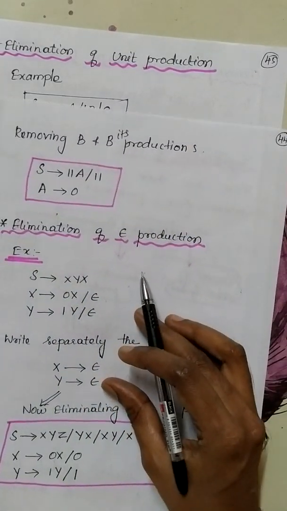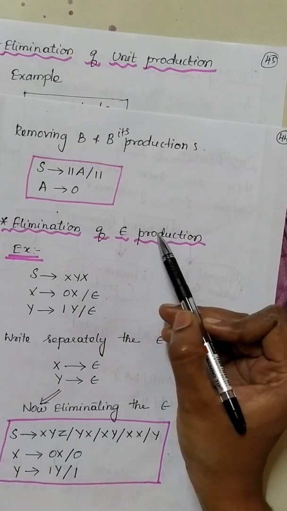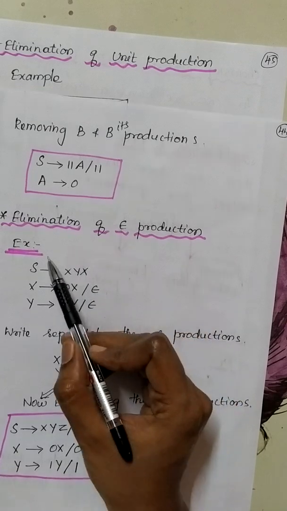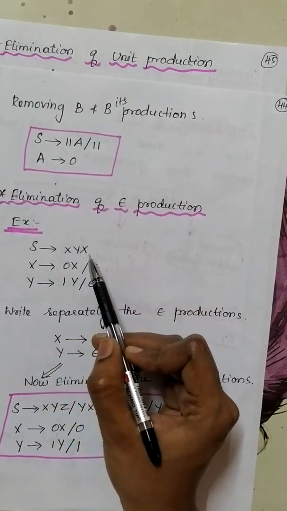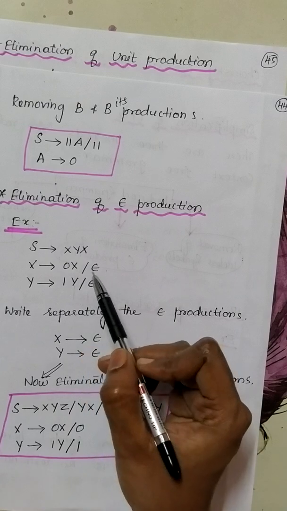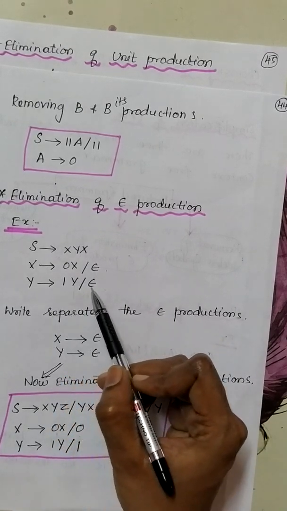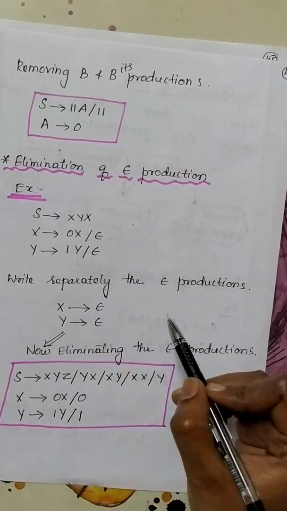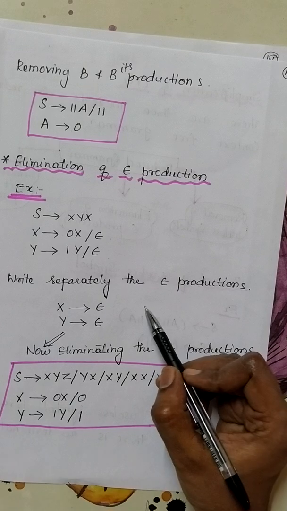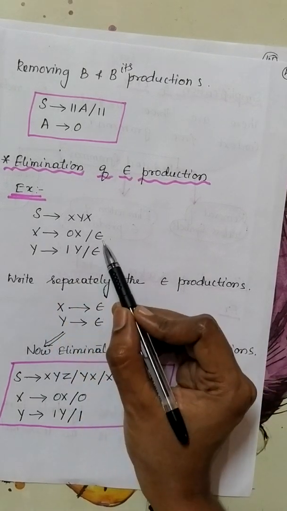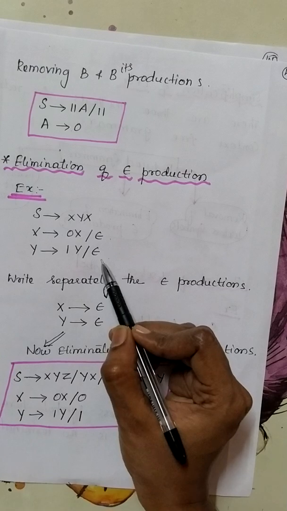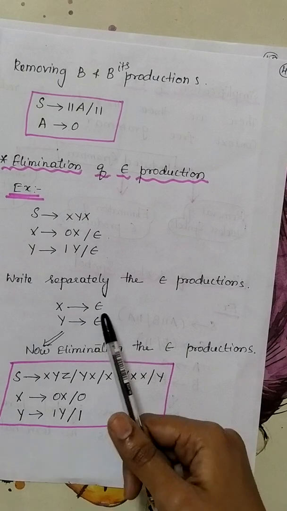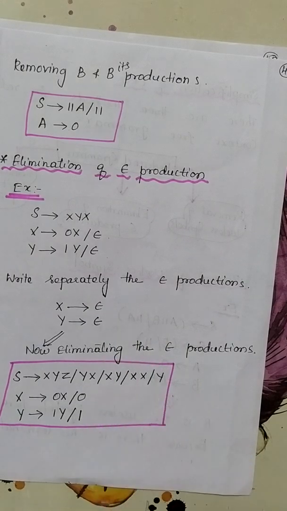The next one is elimination of epsilon production. I will explain it with one example. S tends to XYZ, X tends to 0X or epsilon, and Y tends to 1Y or epsilon. First we have to write the epsilon productions separately. X tends to epsilon is there and Y tends to epsilon is there, so there are two epsilon productions. Now we are going to eliminate the epsilon production. How can we eliminate this?